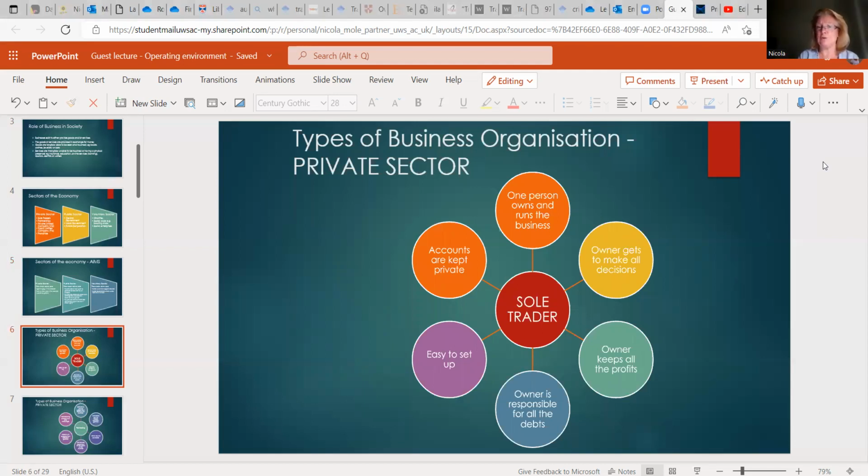All right, so it could be a private accountant, it could be someone who runs their own nail salon, for example, small local businesses. The owner gets to make all the decisions, which can be a real advantage depending on how you like to work. And you can keep all the profits of the business, which is a great motivating factor. You're also responsible for all the debts of the business, obviously, because it is your own business and no one else is participating with you.